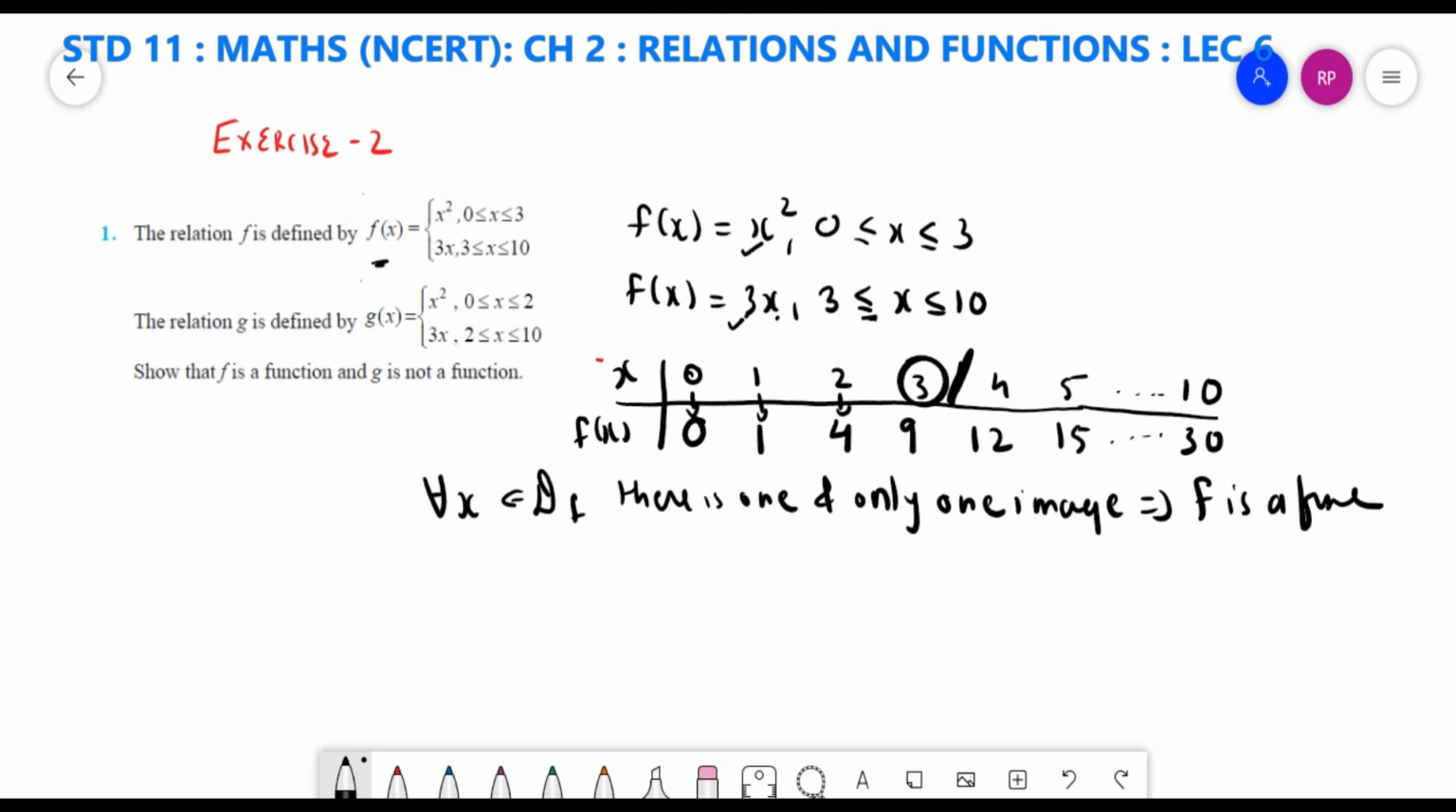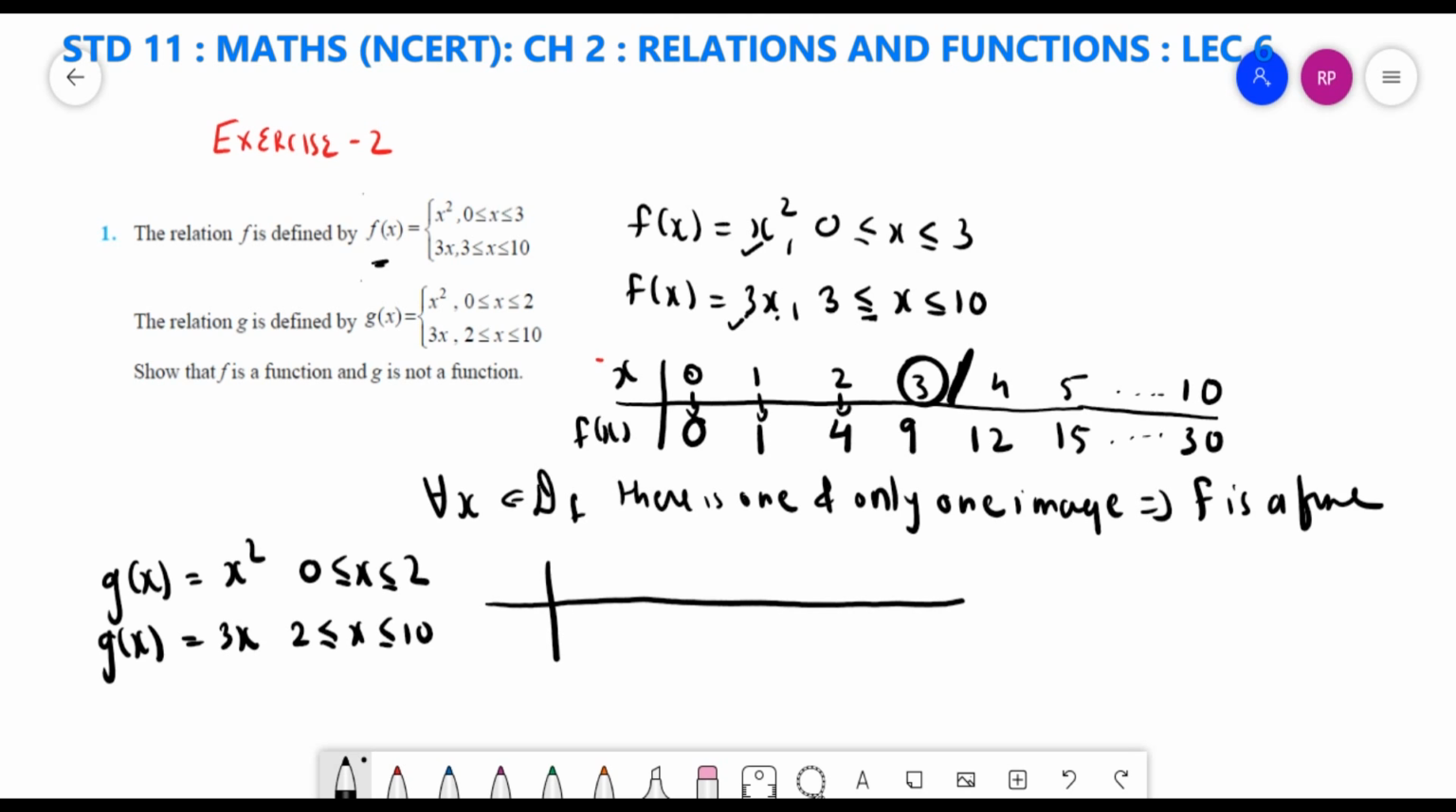Clear? Now when I take g(x), what is g(x)? First x² and second 3x. It is x² when 0 ≤ x ≤ 2, and here 2 ≤ x ≤ 10. So for this function, if I take values 0, 1, 2, 3, 4 up to 10, I can also take the intermediate values between 0 and 1.